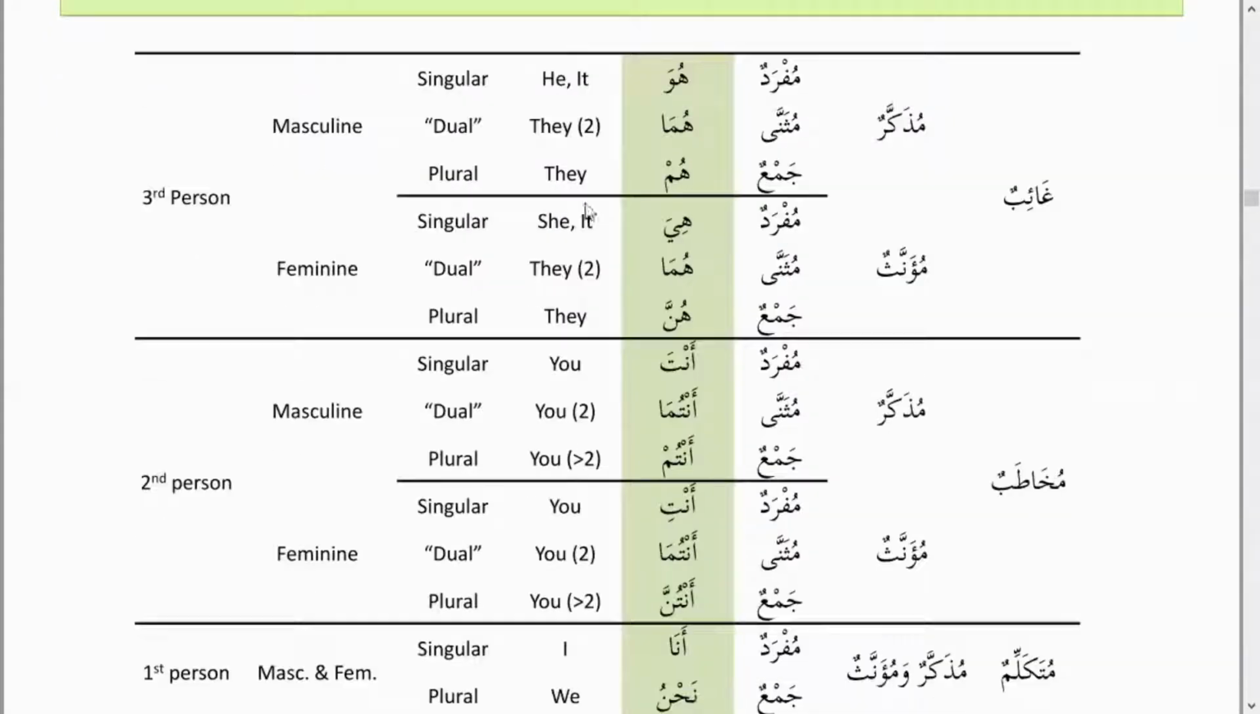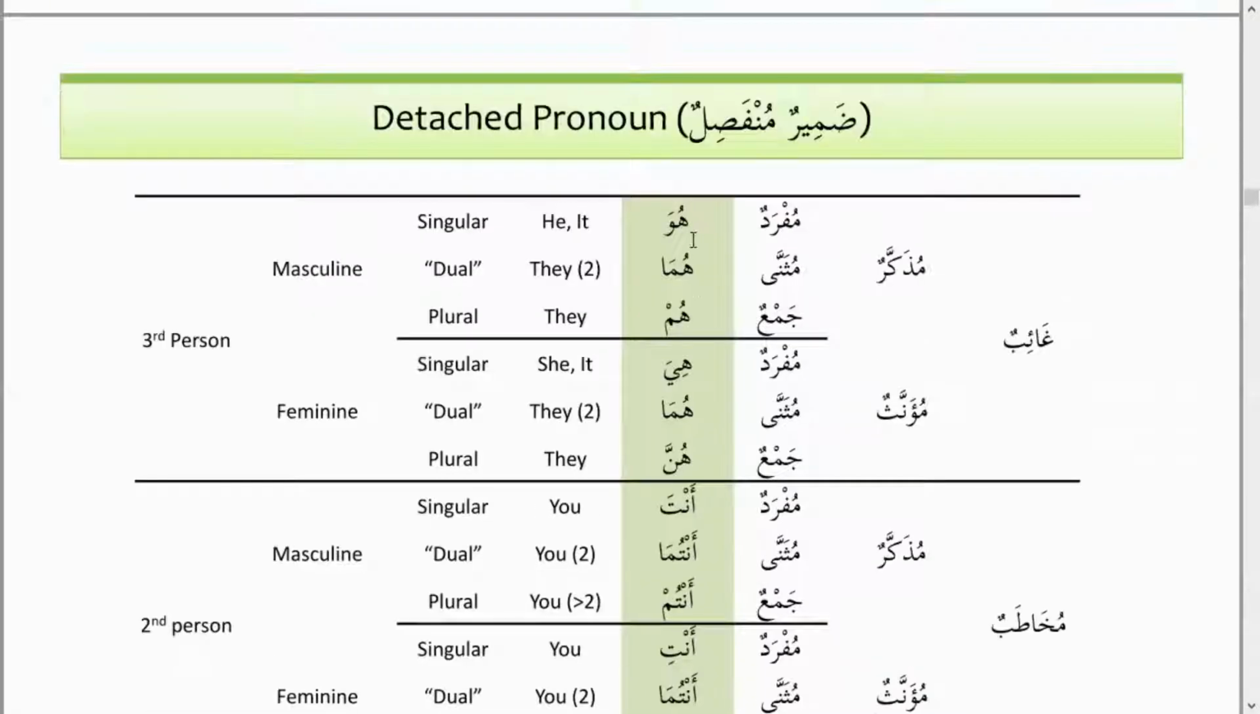Now if it's third person but feminine, and it is singular, so hiya, she. And then feminine and dual, huma. And then feminine and plural, it's all about talking about women. All the women here. Hunna. Right? Feminine is called muannas, and mufrad singular. Dual is called musanna, and plural is called jama. So there are 6 as of now.